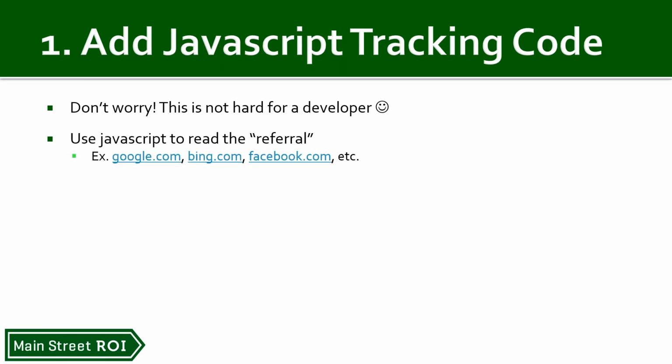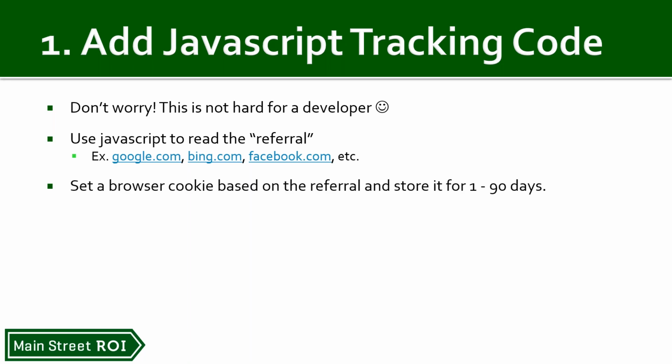For example, if someone came from google.com, bing.com, or facebook.com, it's very easy. You know, if it's facebook.com, that's your social media traffic. If it comes from Google or Bing, that's your search engine traffic. So the referral is going to tell you where the traffic came from.